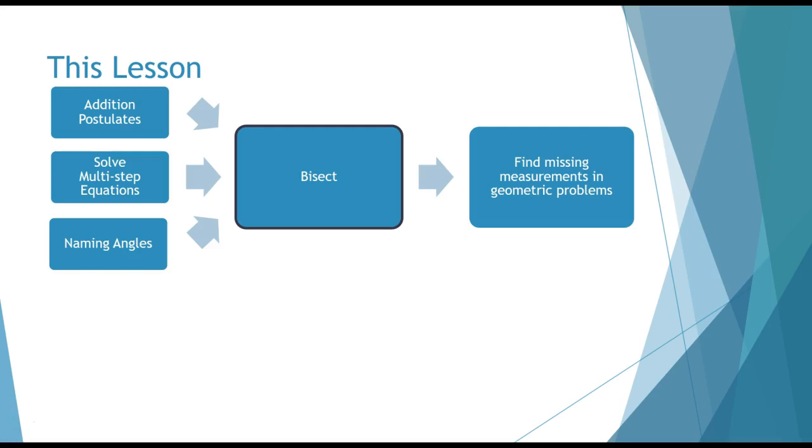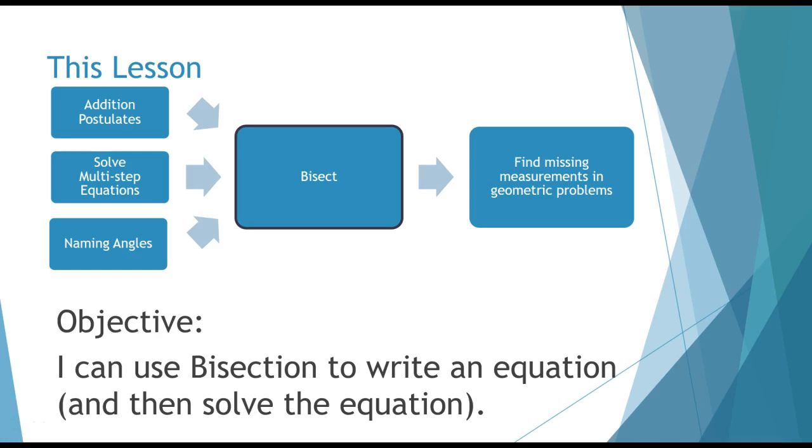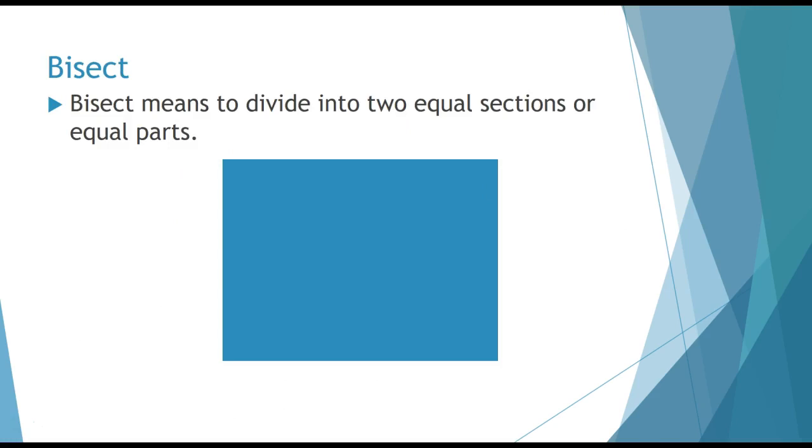We use bisect to find measurements in geometric problems. So, in this lesson, we are going to use bisection to write an equation and then solve the equation. To bisect means to divide into two equal sections or two equal parts. Bi means two, sect means sections, so bisect is two sections.